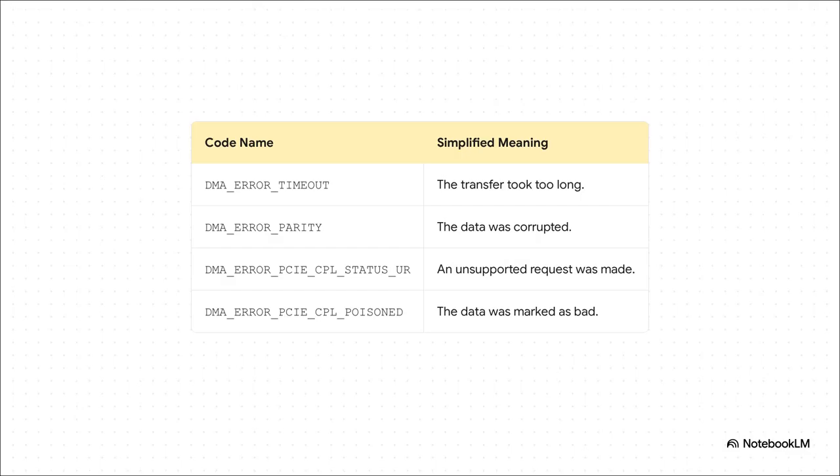But what happens if something goes wrong? This is where the design is just so smart. It has built-in error handling. The code actually defines a whole bunch of potential problems it can look for. For instance, it can flag a DMA error timeout if a transfer is taking way too long, or maybe a DMA error parity if the data itself got scrambled in transit. The point is, the system isn't just designed to work, it's designed to fail gracefully.